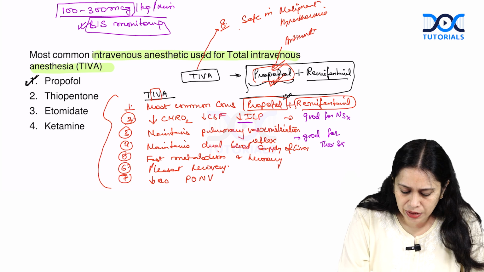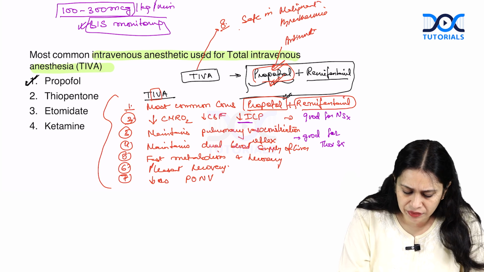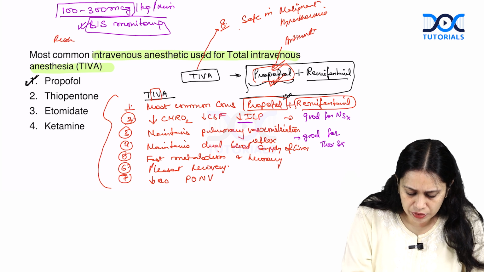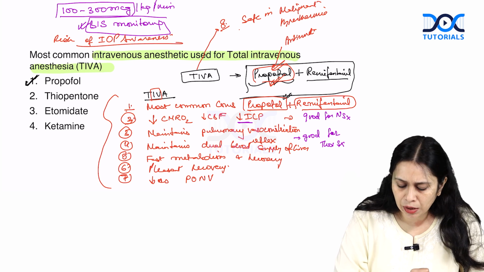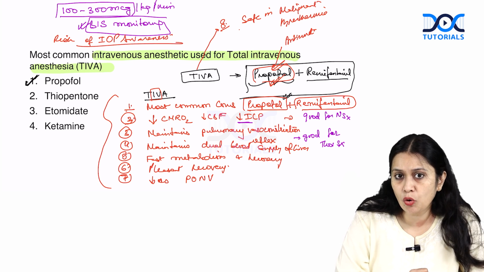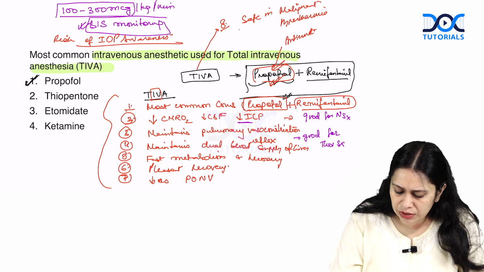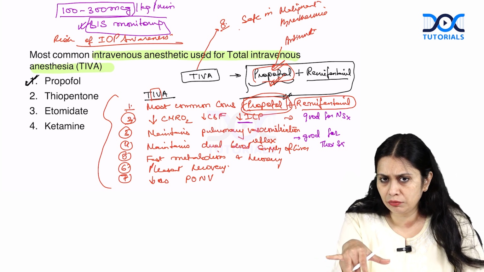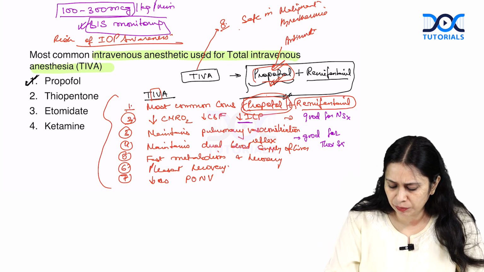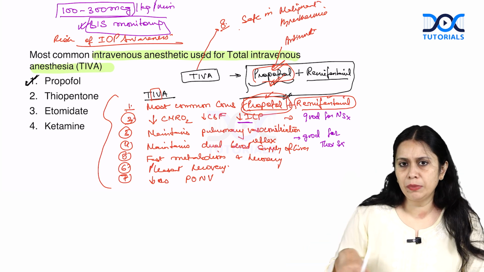Now remember, TIVA requires BIS monitoring, otherwise there is a risk of intraoperative awareness. So we need to be careful and do the BIS monitoring during TIVA. Another problem of TIVA is cost. It is a bit costly because propofol is what we are using, and it is costlier compared to inhalational agents if used for maintenance. So the cost of propofol and remifentanil combination is higher.